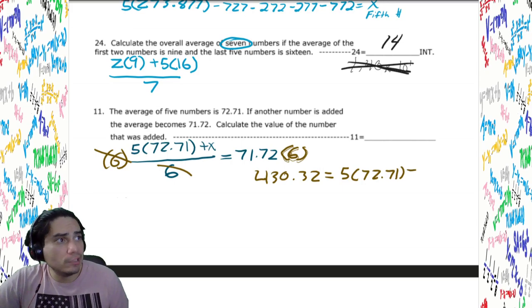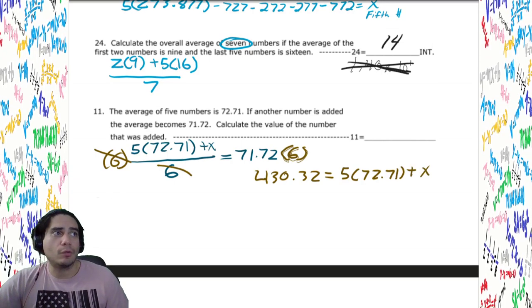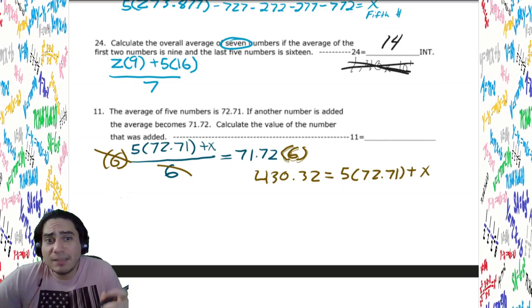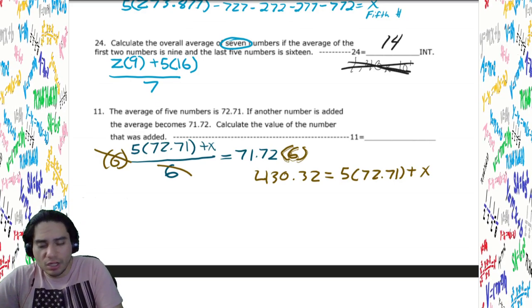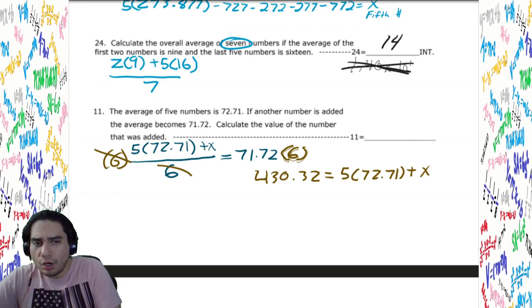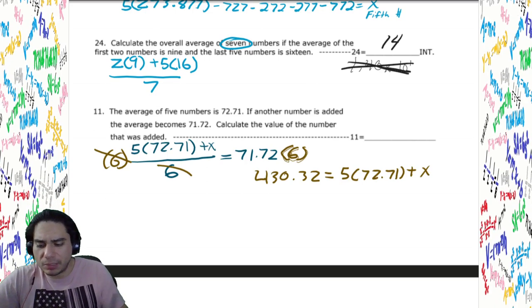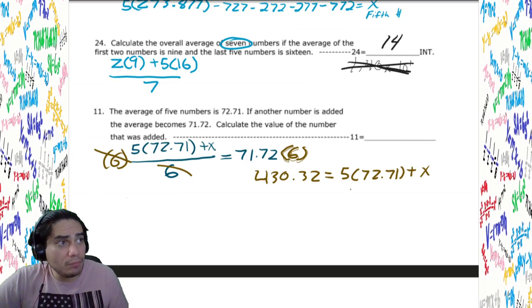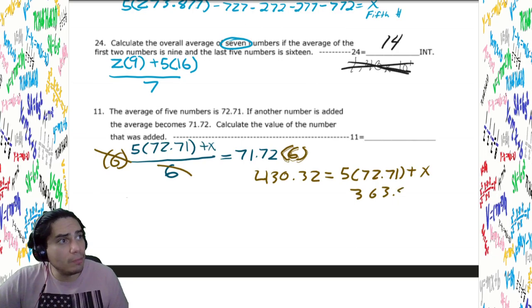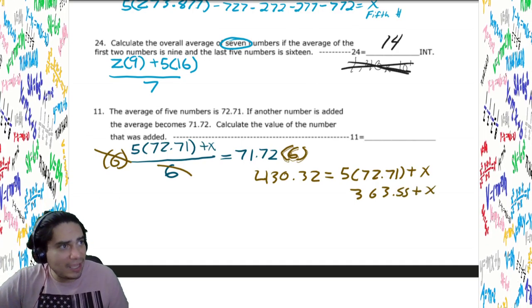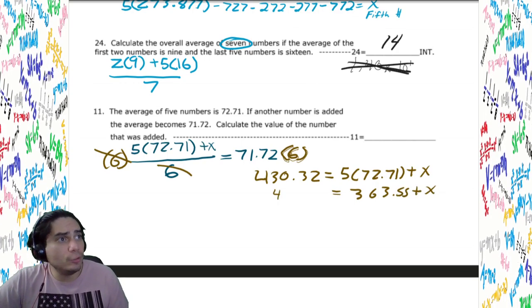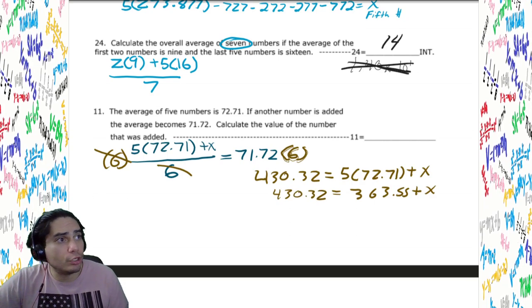Now that equals 5 (72.71) plus X. So what we got? Well, we got to simplify it first. Let's do 72.71, enter. We're going to hit 5 multiply. And what this really becomes is 363.55 plus X. And all of that still equals 430.32.